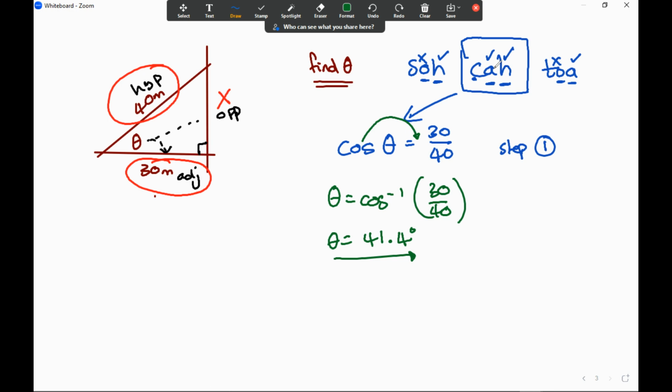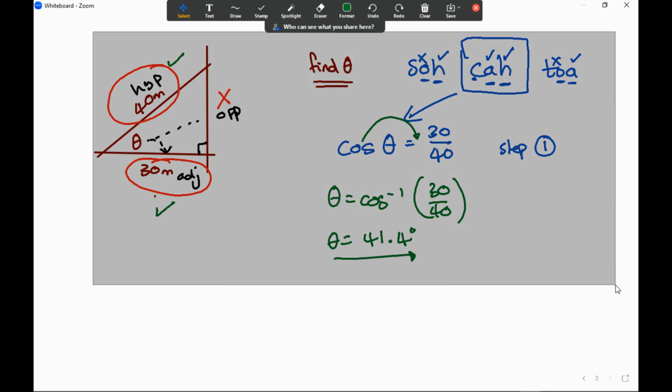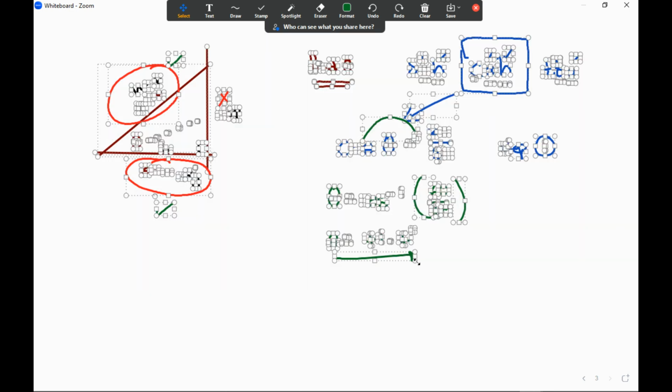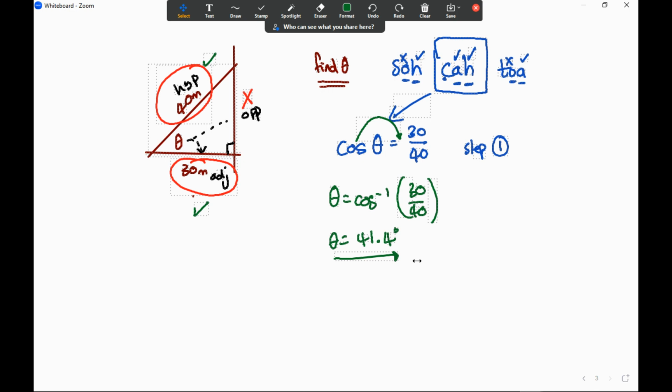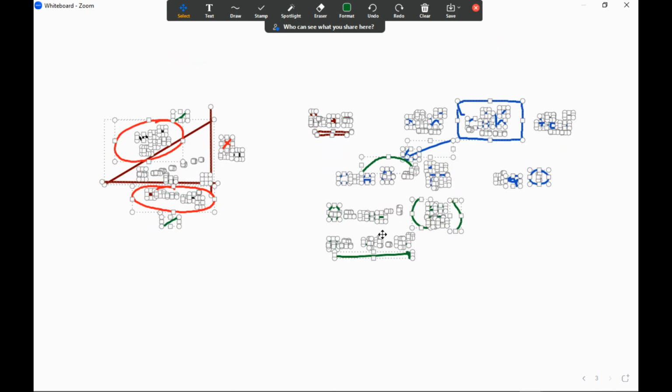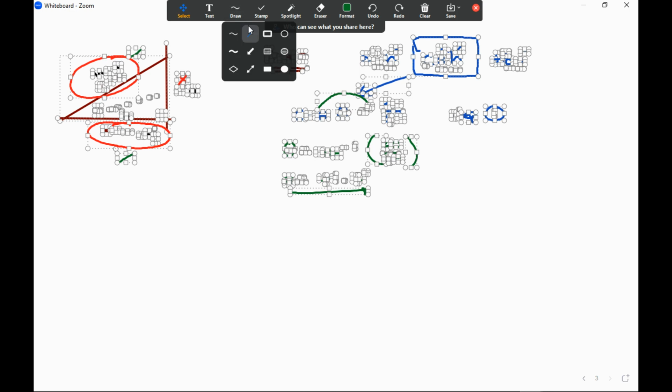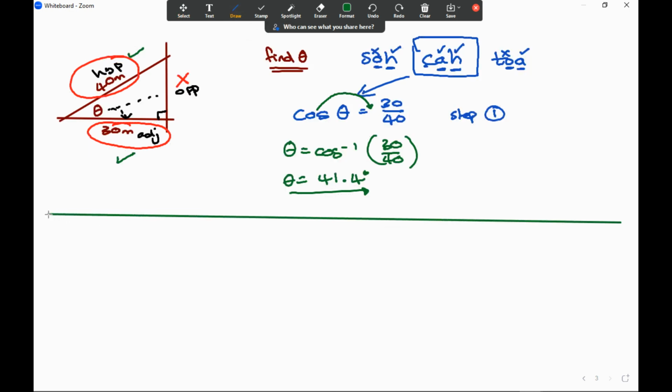So I definitely use cos because it's got adjacent and hypotenuse in there. Now you can use sine, you can use tan as well, depending on what you have. And let's say we try another example. You try this one.